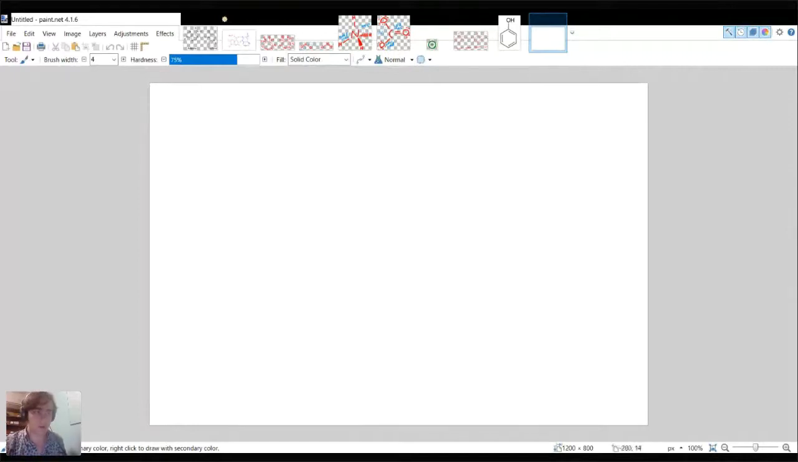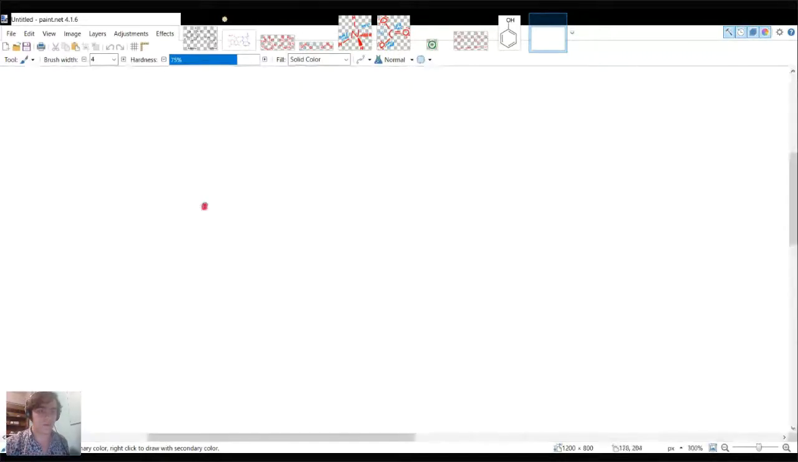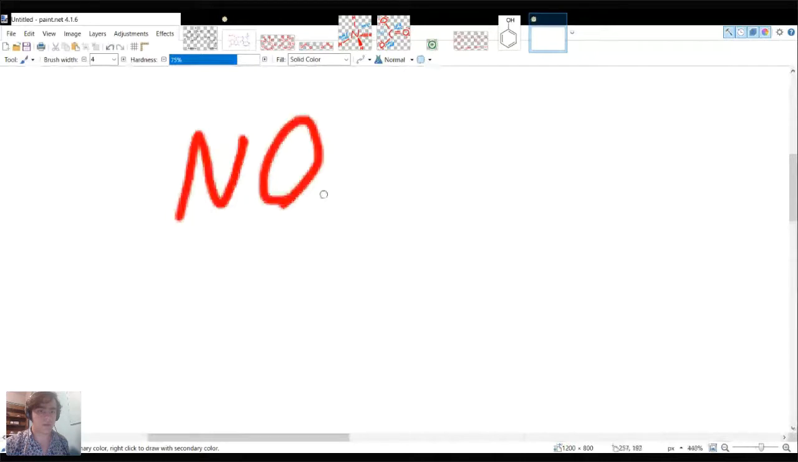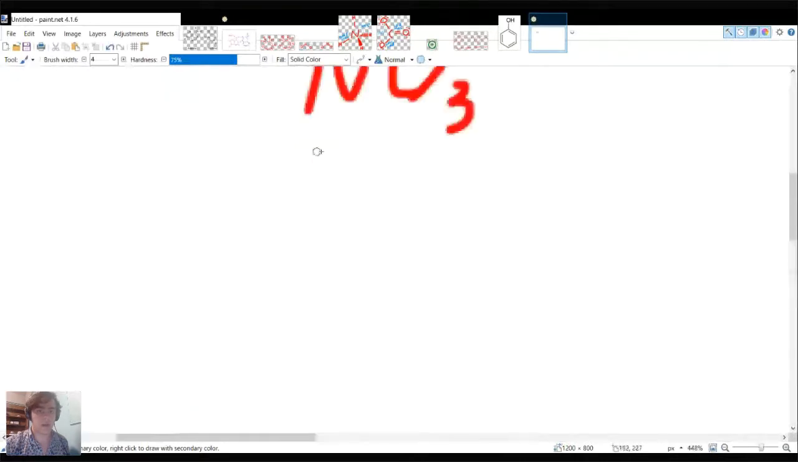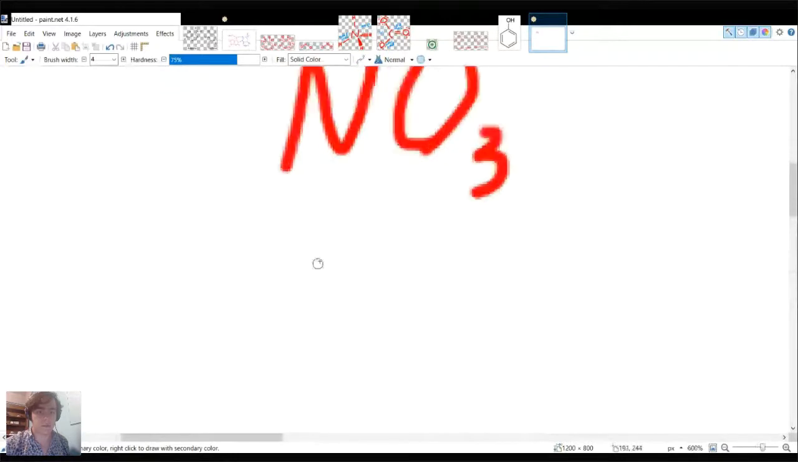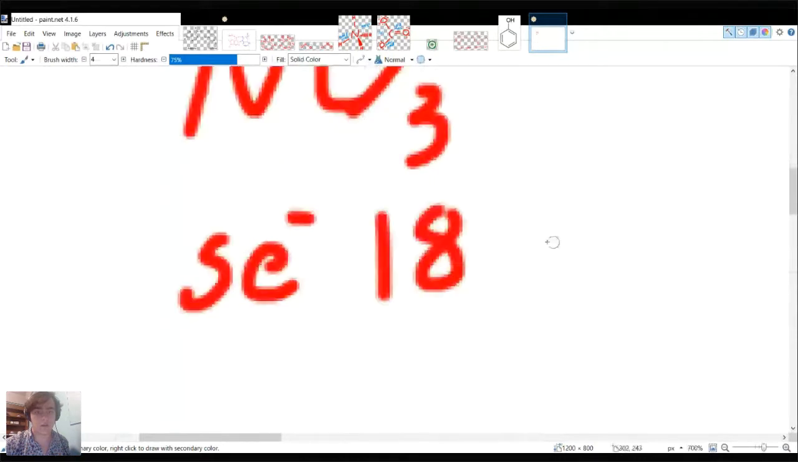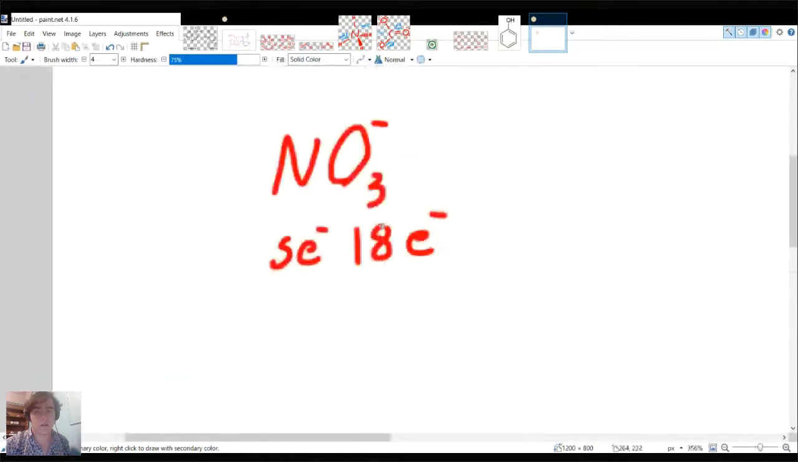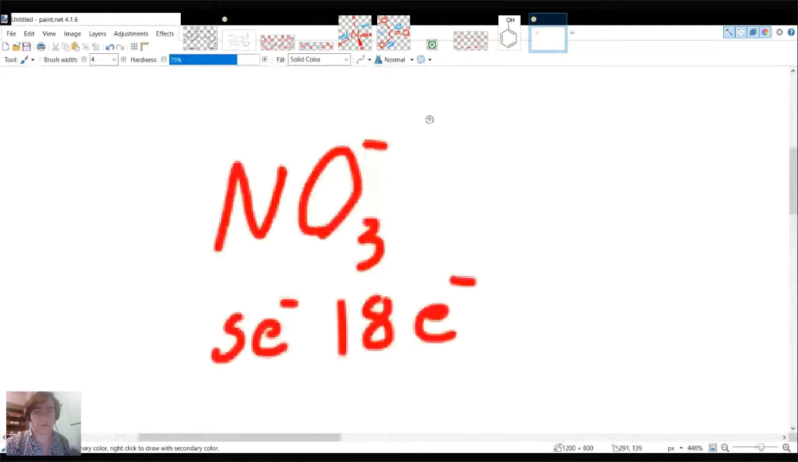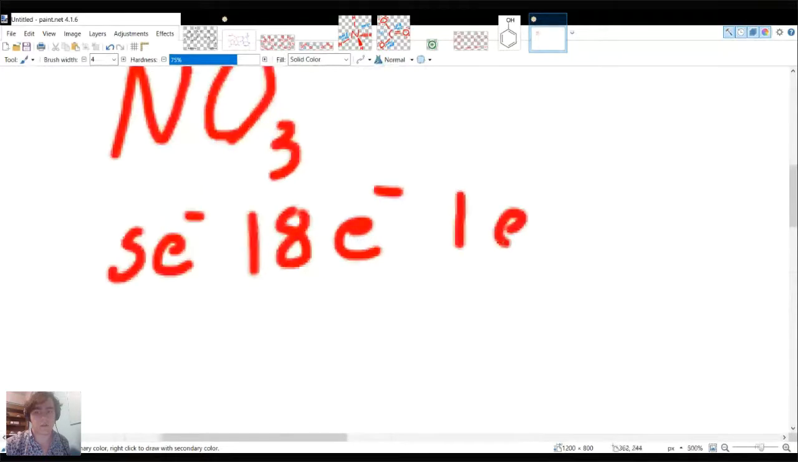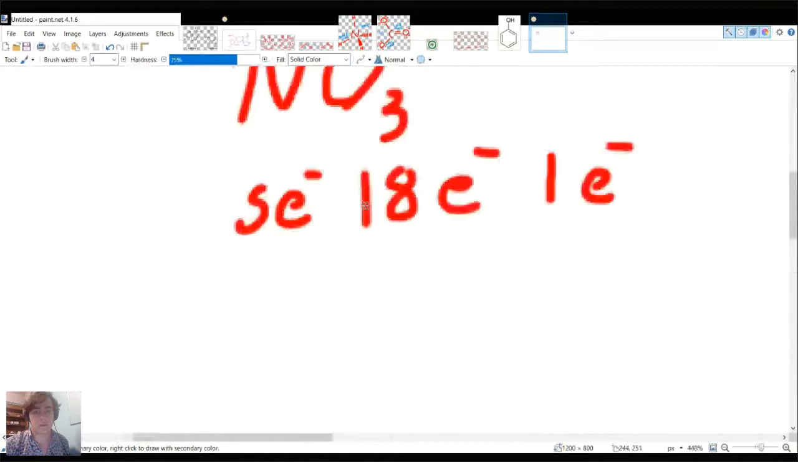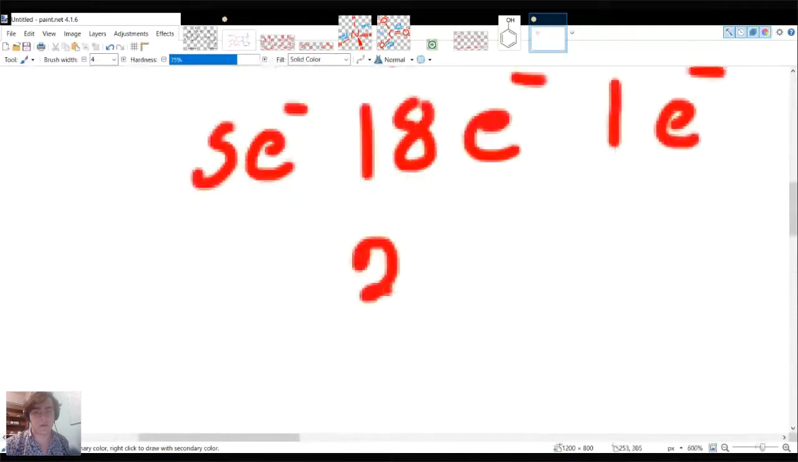So if we look at a periodic table, we have nitrate being NO3 minus. Nitrogen has 5 valence electrons. Oxygen has 6, so there's 3 of them, so there's 18 valence electrons. And then there's another +1 charge up here, so that's another random electron. So that's 6 plus 18 is 24 valence electrons in the molecule.